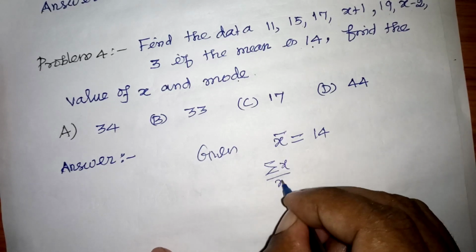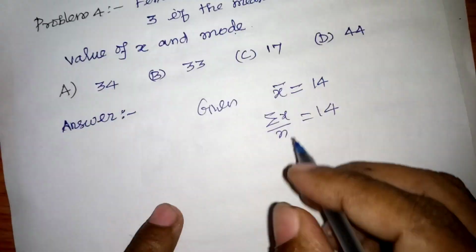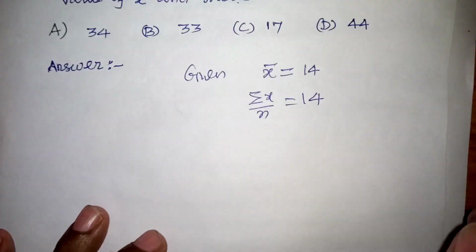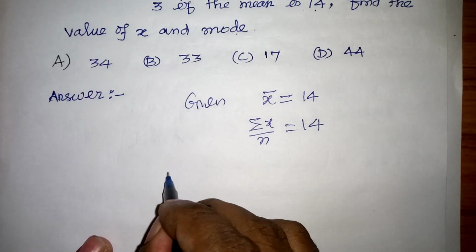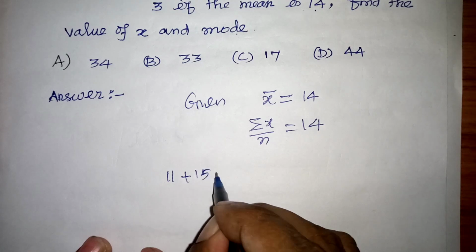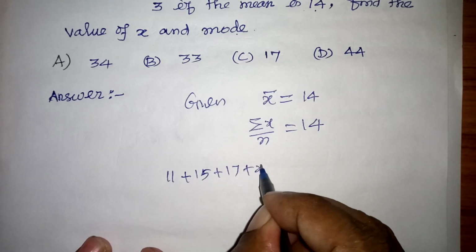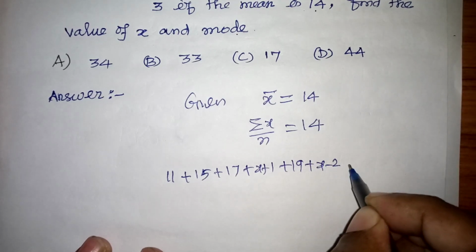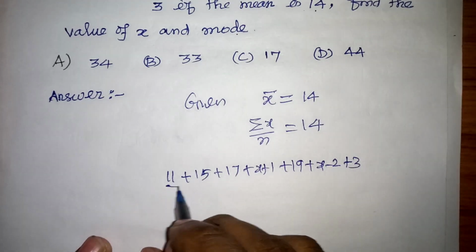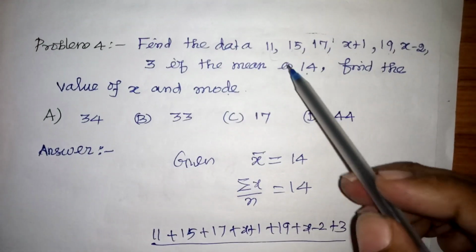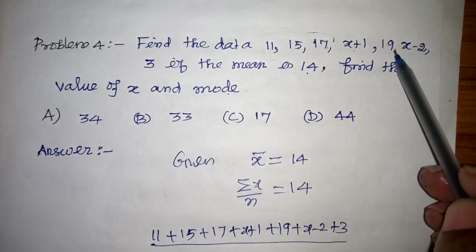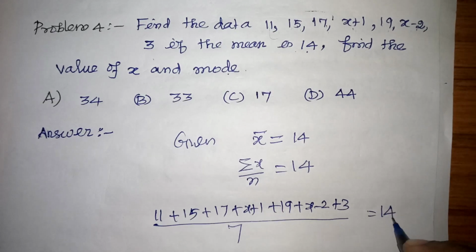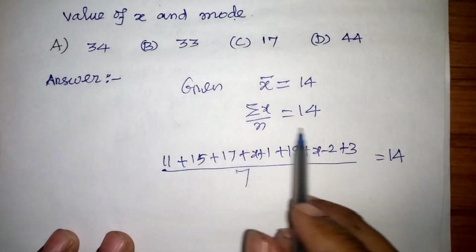Mean is 14. Summation x divided by n is equal to 14. Summation x is the sum of all observations. The given observations are 11 plus 15 plus 17 plus x plus 1 plus 19 plus x minus 2 plus 3, divided by the number of items, 1, 2, 3, 4, 5, 6, 7, which is 7, is equal to 14.